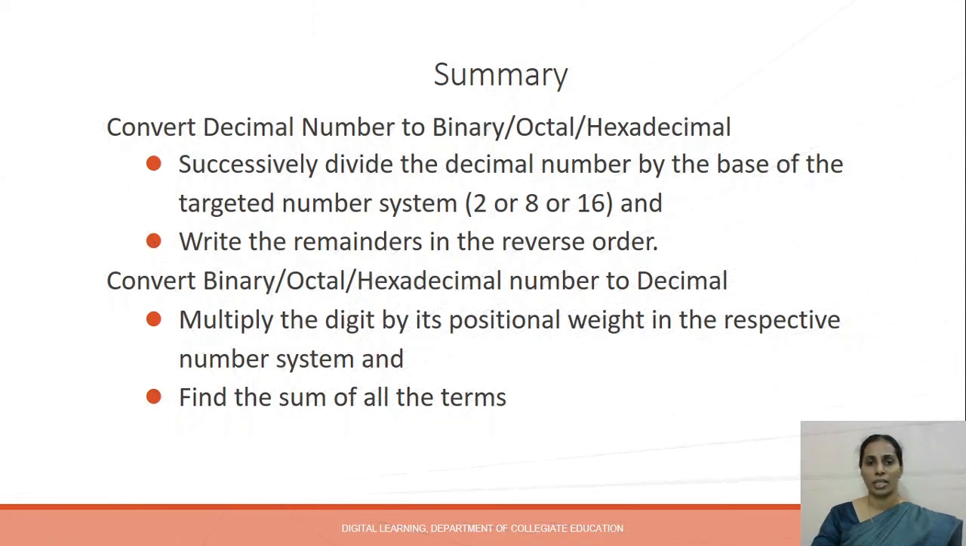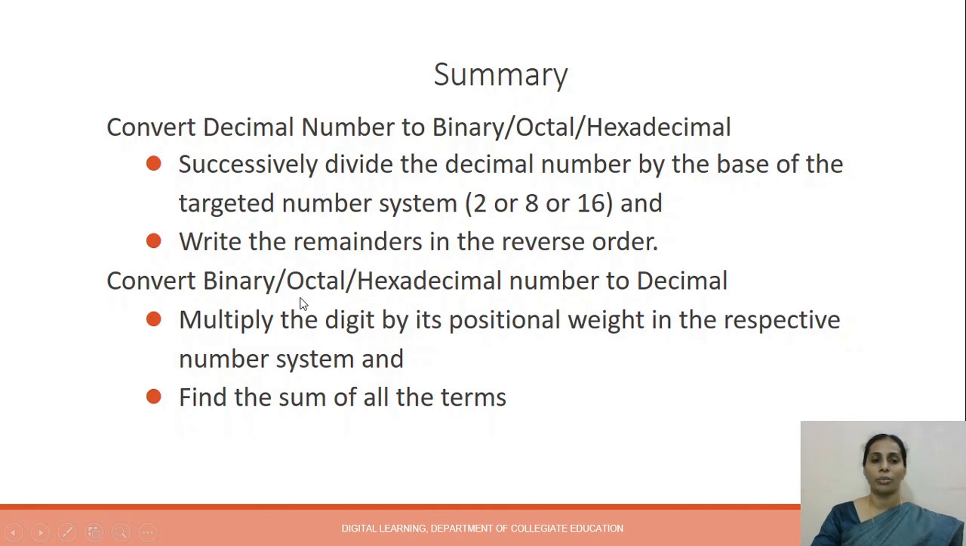So in this session, we have seen how to convert a decimal number system number to binary or octal or hexadecimal. The procedure is repeatedly divide the decimal number by the base of the targeted number system. If it is binary, it is 2. If octal, it is 8 or 16 in case of hexadecimal number system. And we have to write the remainders in the reverse order. This is the same procedure we are following in all these three conversions.